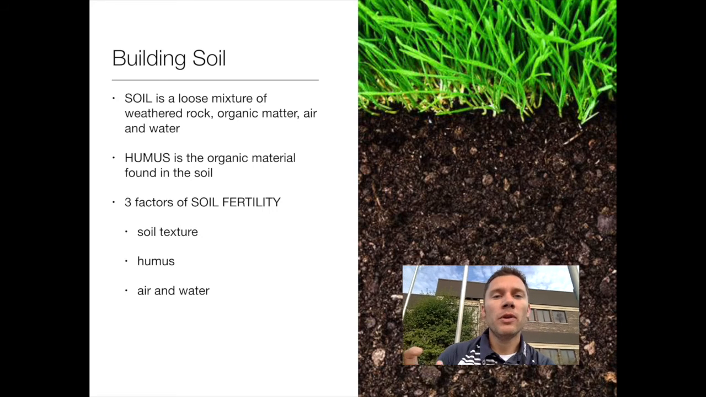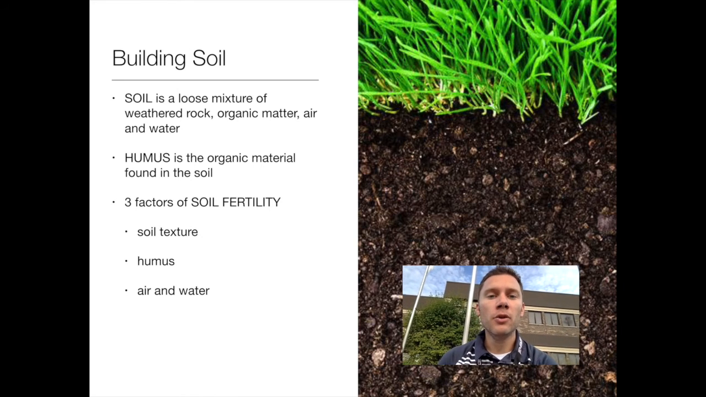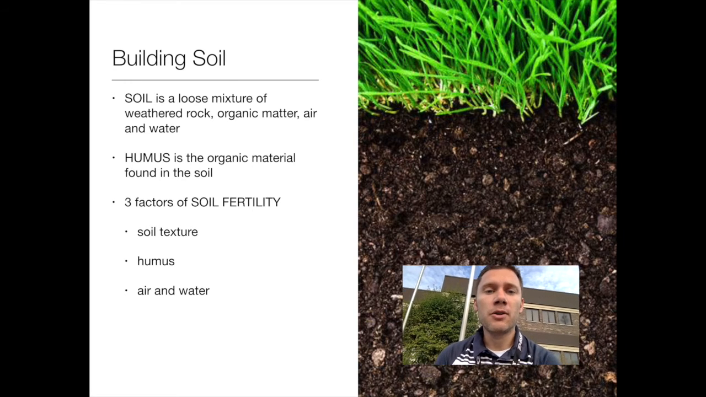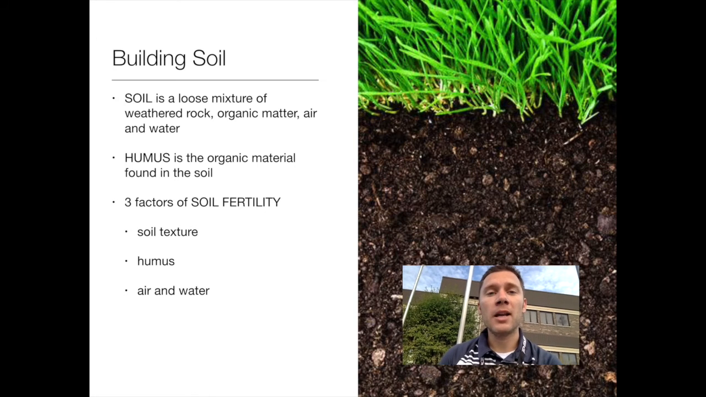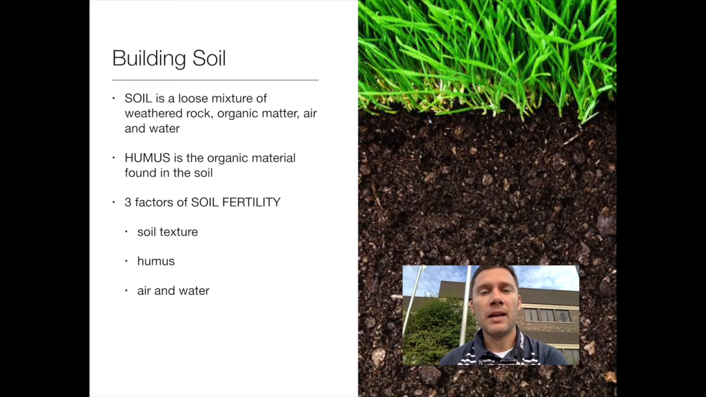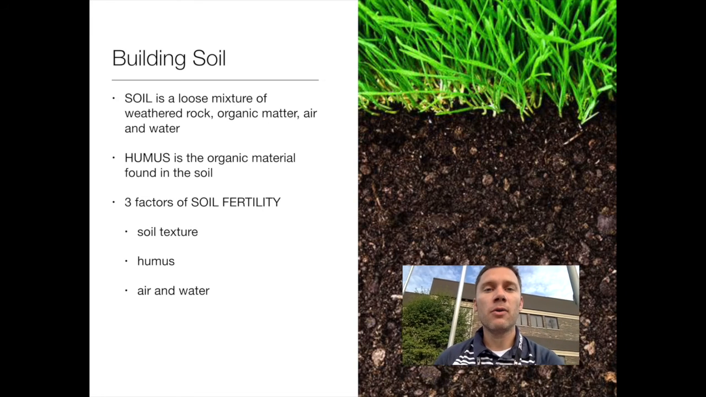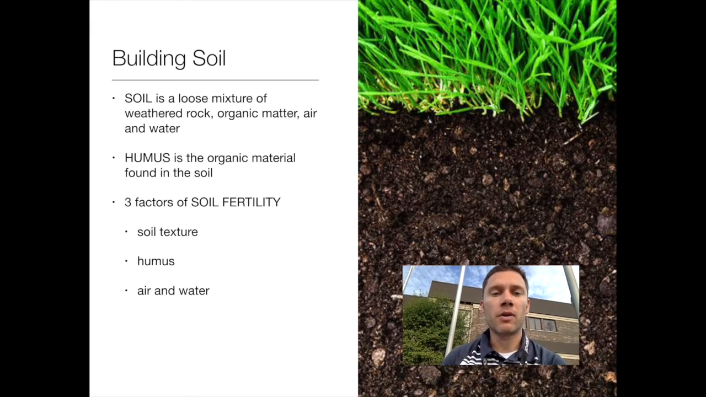We begin with the term soil. It's simply a loose mixture of weathered rock, organic matter, air, and water. So you put all those things together and you have dirt. A lot of different things can be involved in that dirt, especially when we're mentioning organic matter. That organic matter is called humus, and that is all this stuff that is broken down and is now going to form one of the layers of our soil.